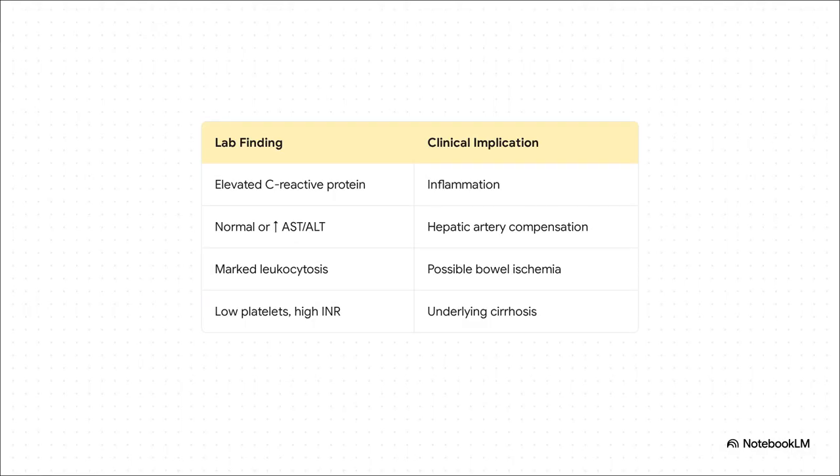Now, what about the labs? Well, they can give you some pretty important clues. You might see inflammatory markers like CRP shoot up. But, and this is a great pearl, the liver enzymes, your AST and ALT, can be totally normal. How? Because the liver's smart. It has a backup blood supply from the hepatic artery, which kicks into overdrive. The real red flag on labs? A super high white blood cell count. That should make you think about bowel ischemia, which is the complication we all fear the most.